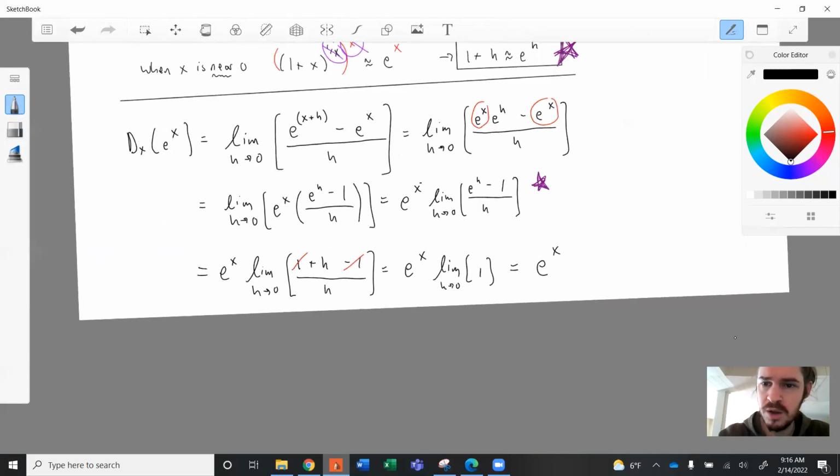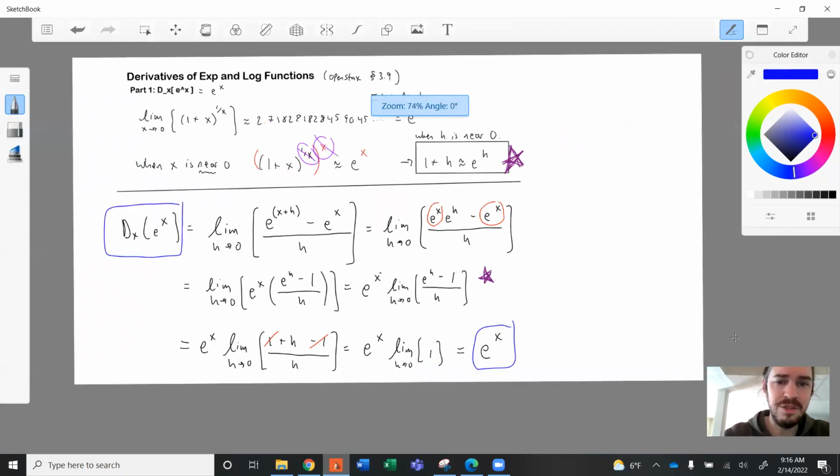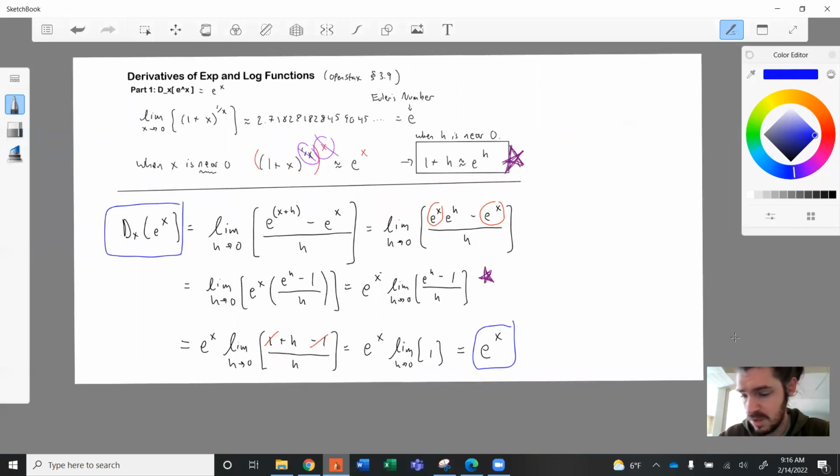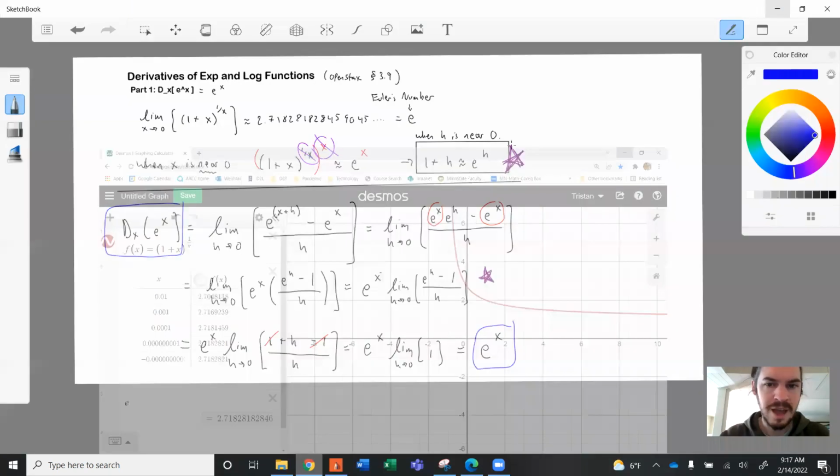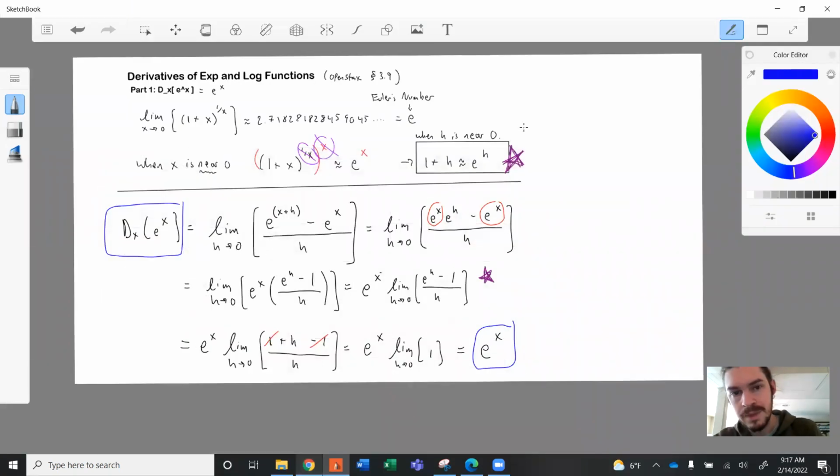And what have we shown? We have proven that the derivative of e to the x is itself. And that is what we set out to do. Now I know this is based on a limit, but you could graph the function and it's pretty clearly approaching e right over here. So I think you should be pretty well convinced.